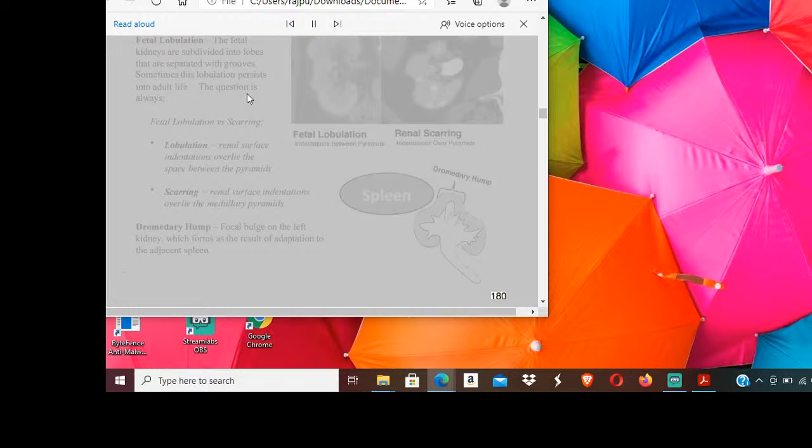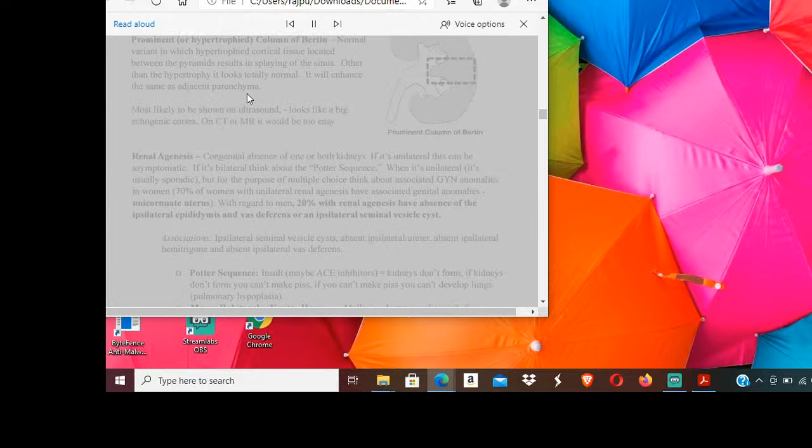Prominent, or hypertrophied, column of Bertin. Normal variant, in which hypertrophied cortical tissue located between the pyramids results in splaying of the sinus. Other than the hypertrophy, it looks totally normal. It will enhance the same as adjacent parenchyma. Most likely to be shown on ultrasound, looks like a big echogenic cortex. On CT or MR it would be too easy.